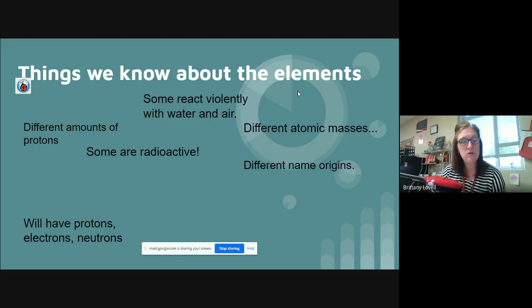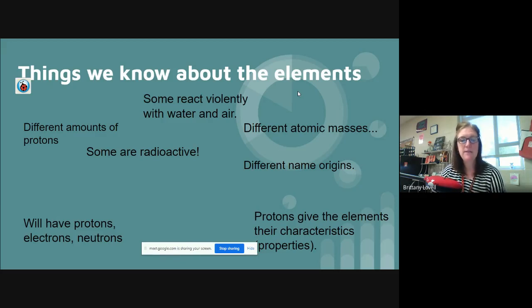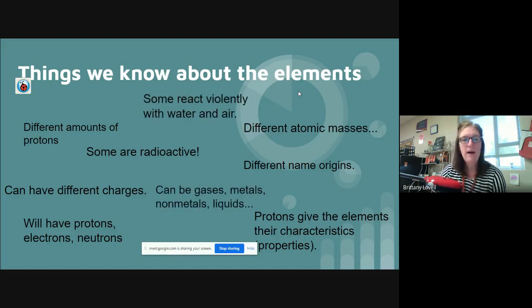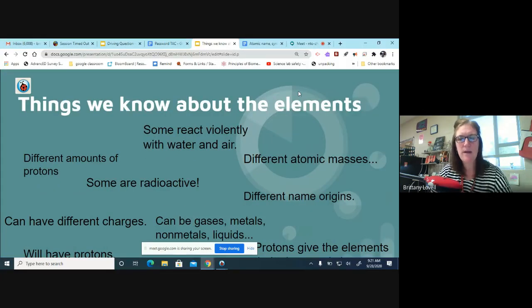They have protons, electrons, and neutrons, which are really small pieces of the atoms. Protons, they said, give the elements their characteristics. It's the proton number that determines what they will behave like. They can have different charges. Some can be positively charged, some can be negatively charged, depending on what happens to the electrons. Oh, yeah, and they can be gases, metals, nonmetals, liquids. You can have all kinds of different phases of matter for the elements and just different characteristics of each. So that's what they came up with this morning.